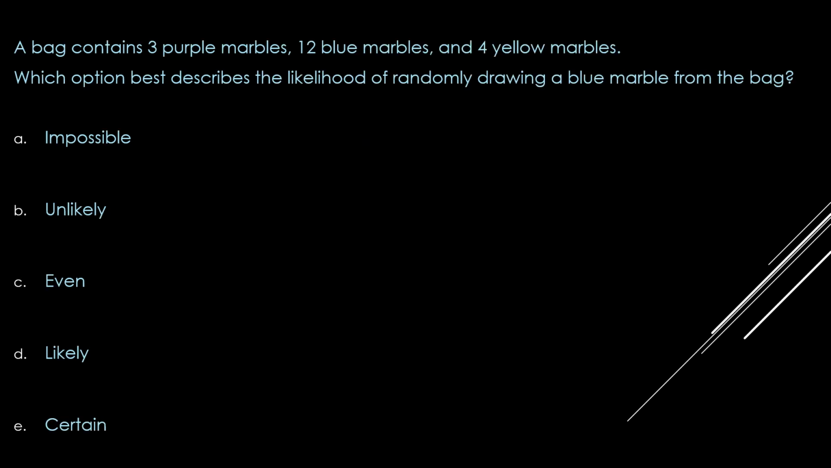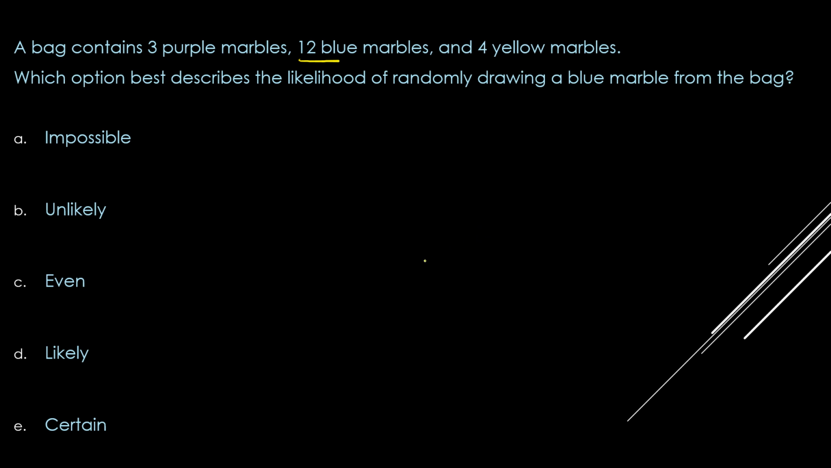Next question says a bag contains 3 purple marbles, 12 blue marbles, and 4 yellow marbles. Which option best describes the likelihood of drawing a blue marble from the bag? Okay, so I have 12 blue marbles. Now, to figure out the probability of me picking a blue marble, I first need to figure out how many total marbles I have in this bag.